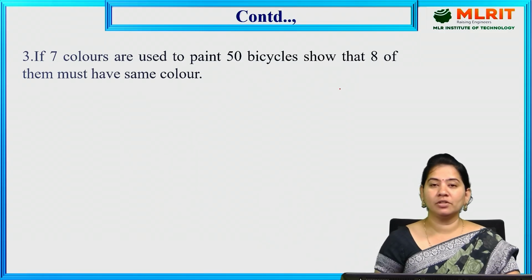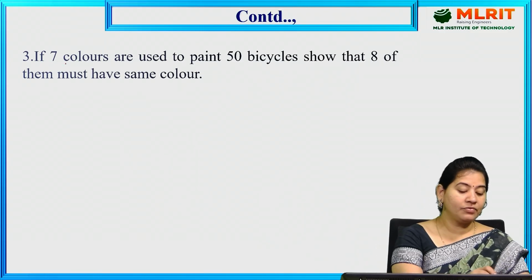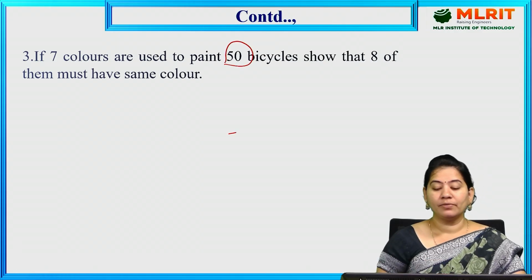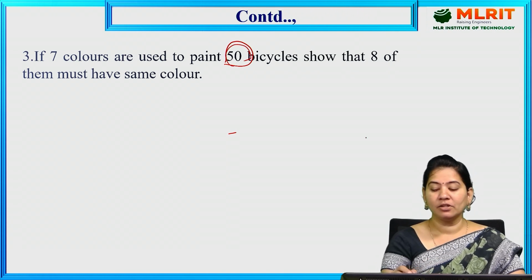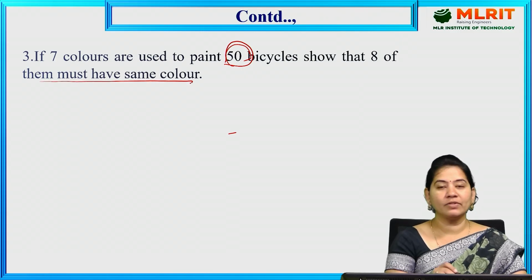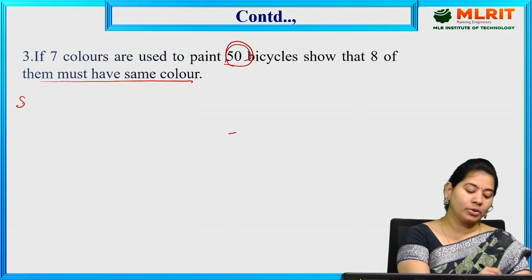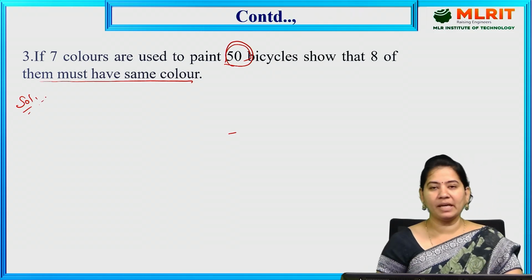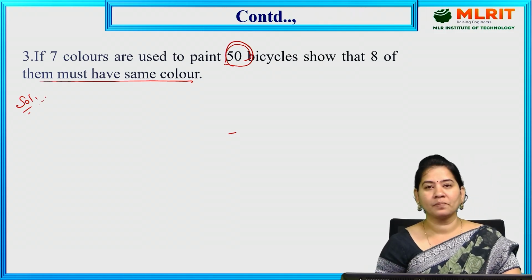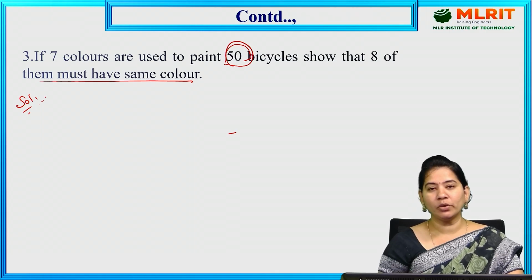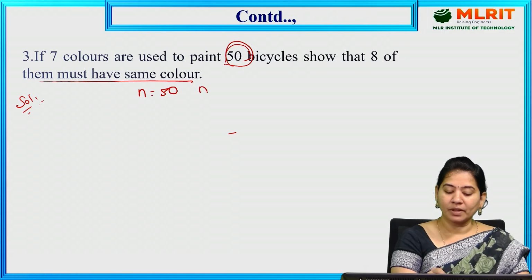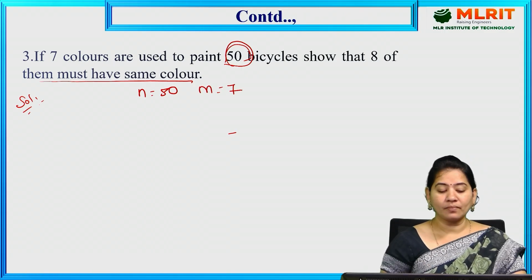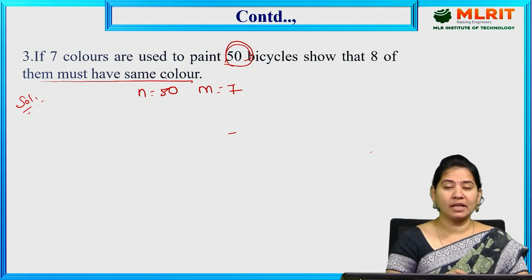Next we have the third question. If 7 colors are used to paint 50 bicycles, show that at least 8 of them must have the same color. So according to the question, you need to paint 50 bicycles by using 7 colors. You are going to adjust these 50 bicycles to 7 colors, which is nothing but the n value is 50 bicycles and the m value is equal to 7. And you have to show that 8 of them must have the same color.